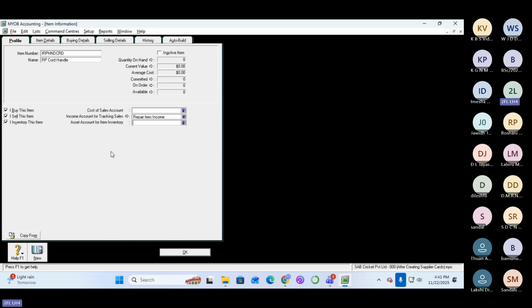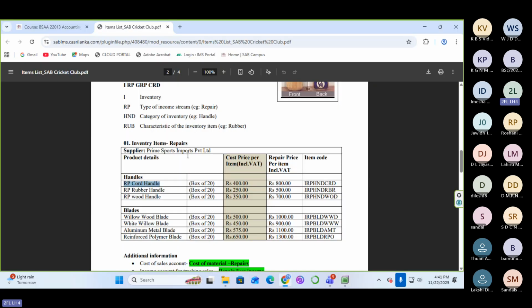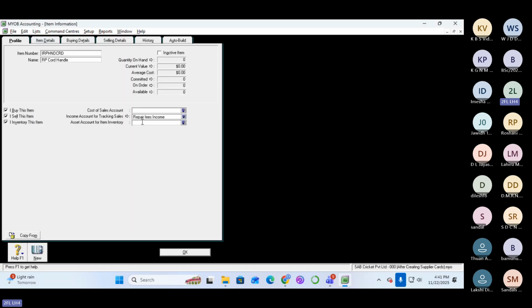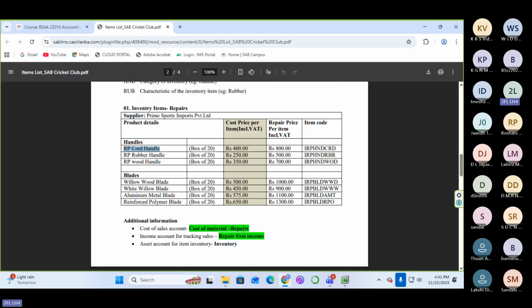And when I buy that item, there should be a cost of sales account, and when I'm selling it, there should be a revenue or income sales account. And when I inventory them, there should be an inventory account, right? At the bottom of this table, you can see under additional information, the three accounts are mentioned, right? Cost of sale, cost of material repairs account, income account for tracking sales, that is repair fee income, and asset account for item inventory, that is inventory or general inventory account. Okay, so those are the accounts you have to select.